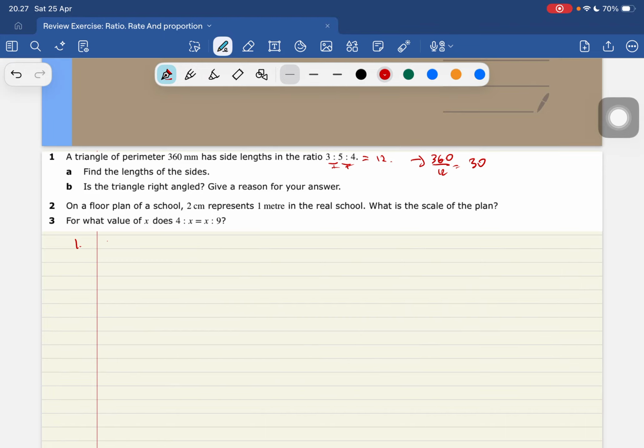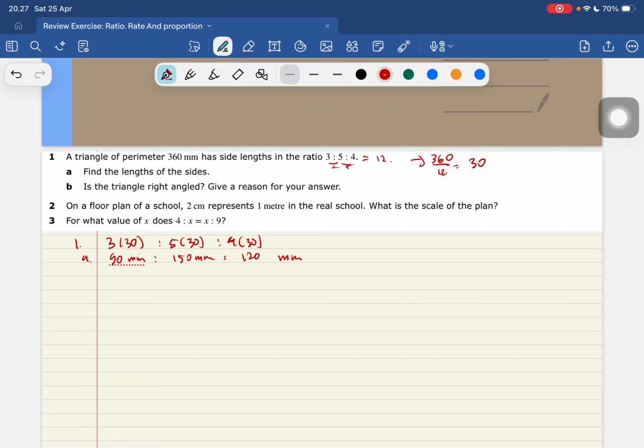So the first, we multiply 3 by 30, then 5 we multiply by 30 again, then 4 we multiply by 30. So we got first 90 millimeter, 150 millimeter, then 120 millimeter.